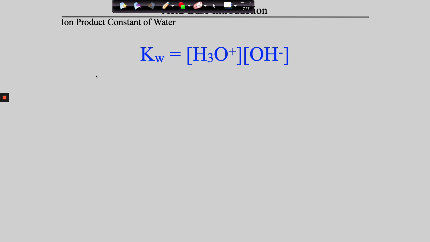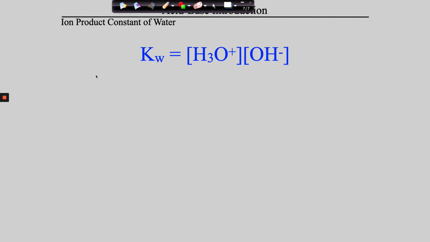We understand that, where'd my OH go? Over here. We understand that a very, very, very little bit of water does this. If we have a cup of water, almost all of the water is still water. A very small amount of it does this. But we can measure the molarity of hydronium ion and hydroxide ion in the water.